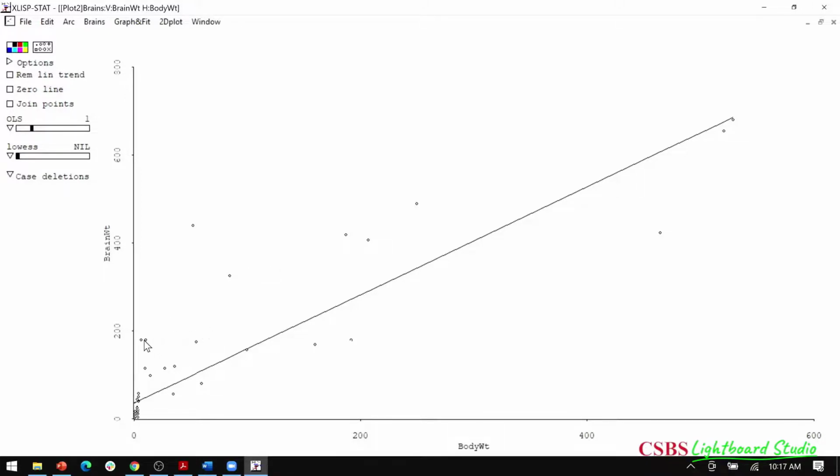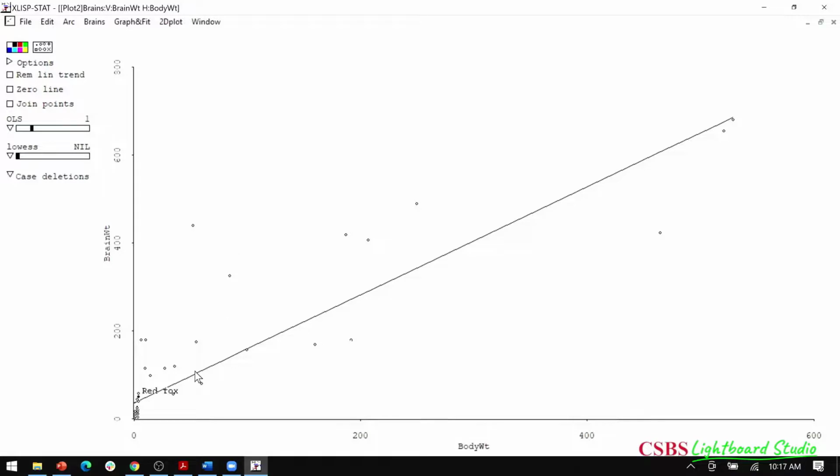I'll do one at a time. Baboon. Yeah, so all the monkeys are going to fall on this side. They have lower body weights but larger brain weights. You got deer, rabbit, raccoon. Anyway, you get the idea.